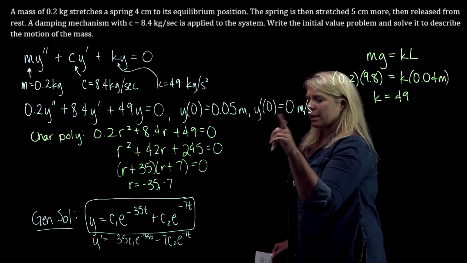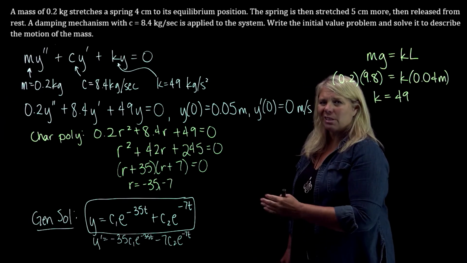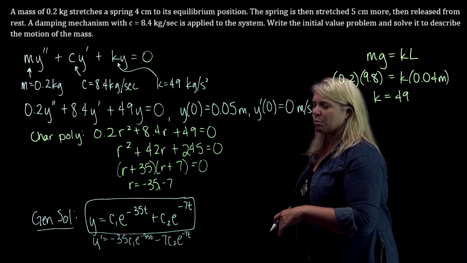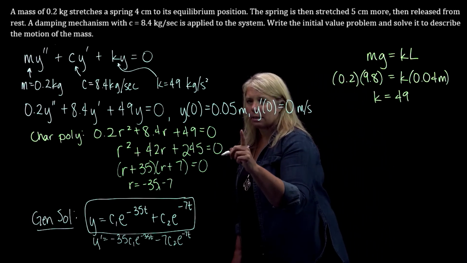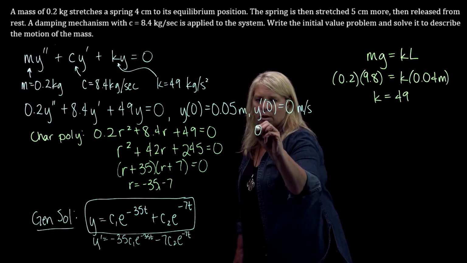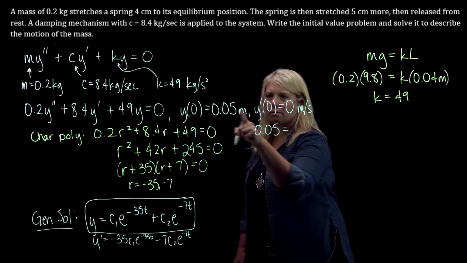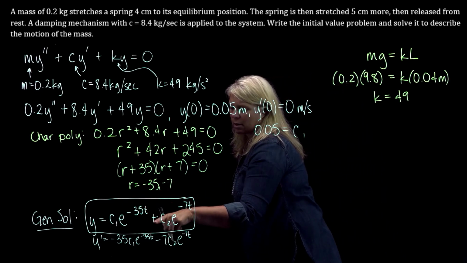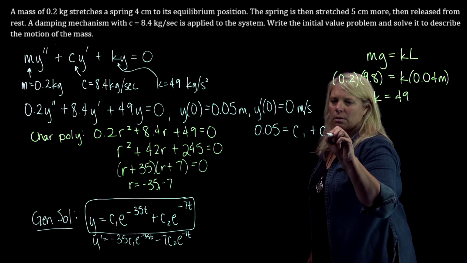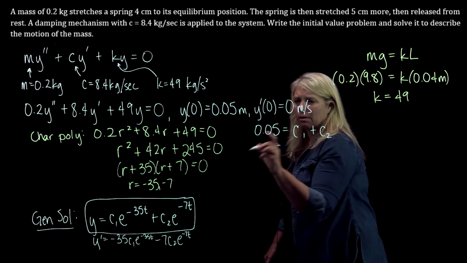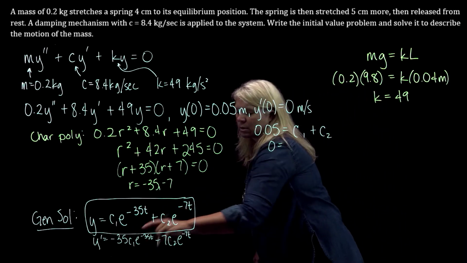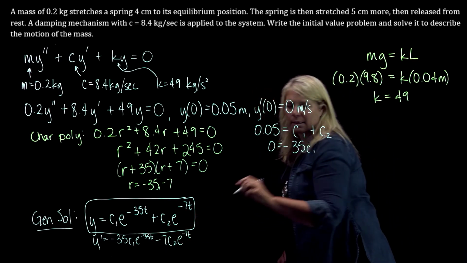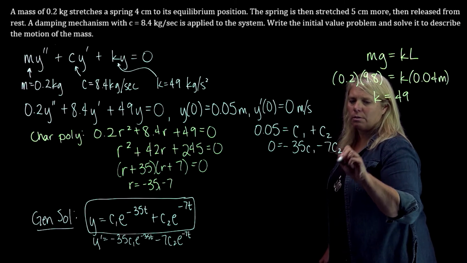So you put in your initial conditions for each of those. You get a system of equations, which is not necessarily easy to solve in your head, but it's fine if you use technology to help you solve that. So let's see, what will we have here? We'll have 0.05 when I put in for y equals c1 e to the 0 plus c2 e to the 0. And then for the other one, we'll have 0 equals negative 35 c1 e to the 0 minus 7 c2 e to the 0.